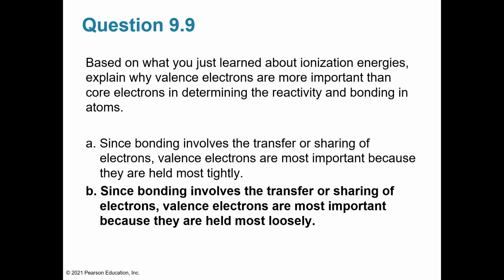The answer is letter B. So we'll take a look at the second phrase here because that's the one that's different. Valence electrons are most important because they are held most loosely. That should make sense because with ionization energy, we are removing electrons in the valence shell. Yes, it's going to get harder and harder. We're going to need more and more energy to remove each successive electron. But once we hit the core electrons, that's where we're going to see a huge jump in energy that's needed. So those core electrons are held most tightly.